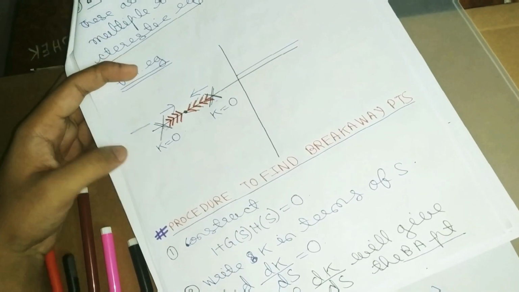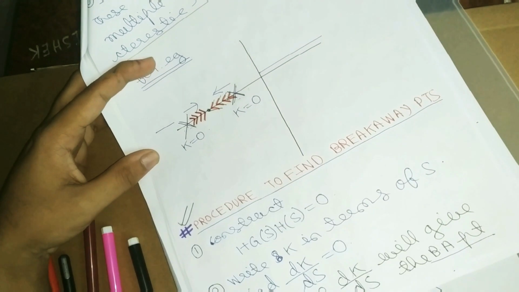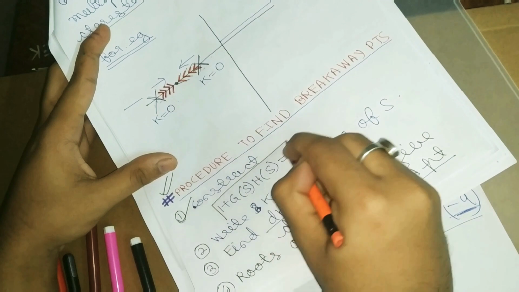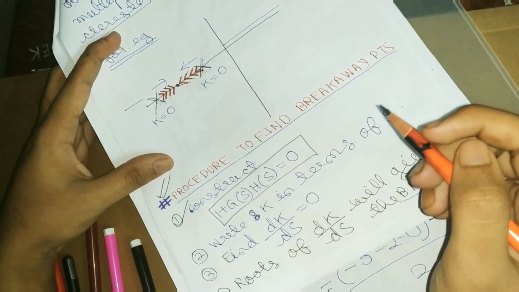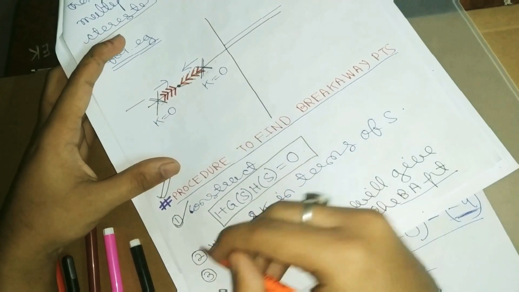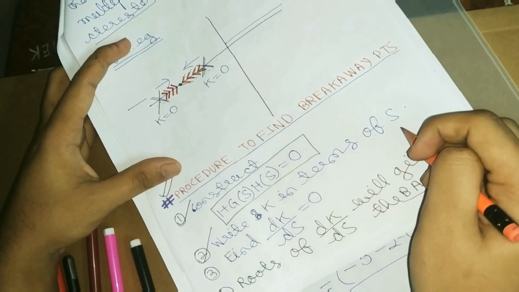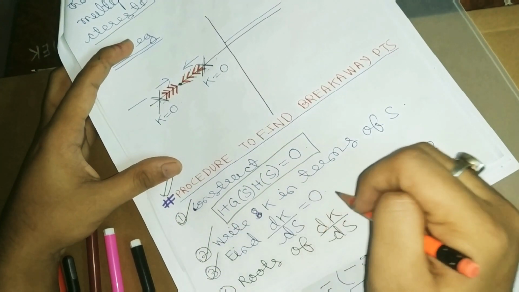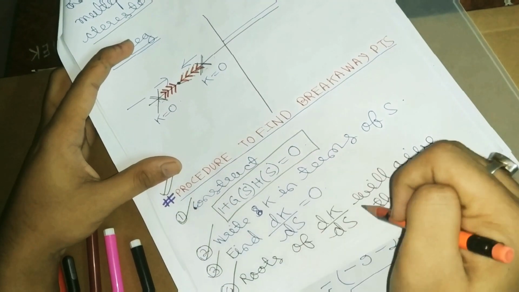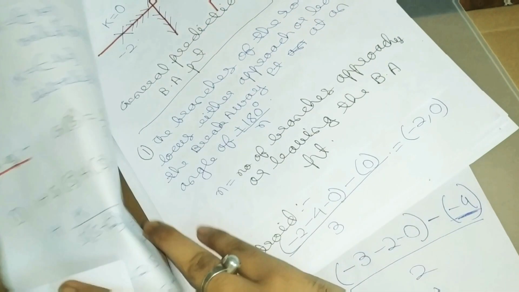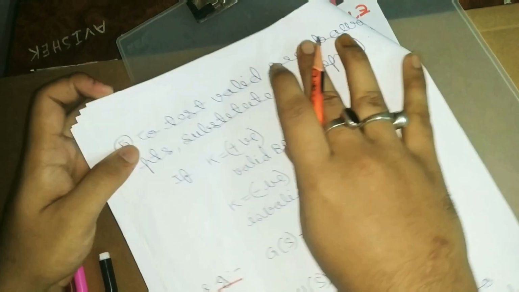Now the procedure to find the breakaway point. First, construct 1 plus G(s)H(s) equals 0. Second, write K in terms of s. Third, find dK/ds equals 0. Fourth, the roots of dK/ds will give the breakaway points. These are the steps, and I am showing you an example.